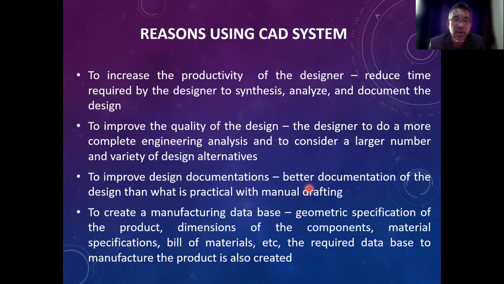And then improved design documentation. We can have better documentation of design, because when we do manual drafting, we need to print, we need to draft, draw. When we do it computerized, we just save it on a floppy disk or drive to have a soft version. So we don't need to print out, we just email it and transfer the file to the production site, so we can have more accurate, faster, and improved design documentation.